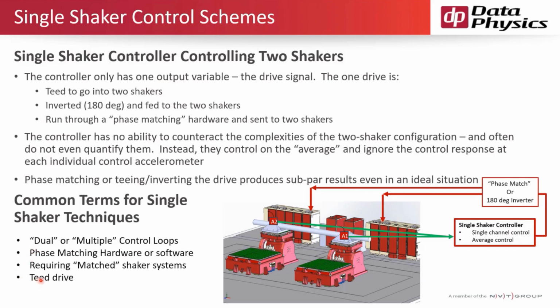The last technique that is very commonly used is teeing the drive, or splitting the drive, and sending the same drive signal into two different shakers, two different amplifiers. So these are the various techniques, and the trade names that are given to those techniques, in which single shaker controllers are used to try and control a complex multi-shaker single axis test.